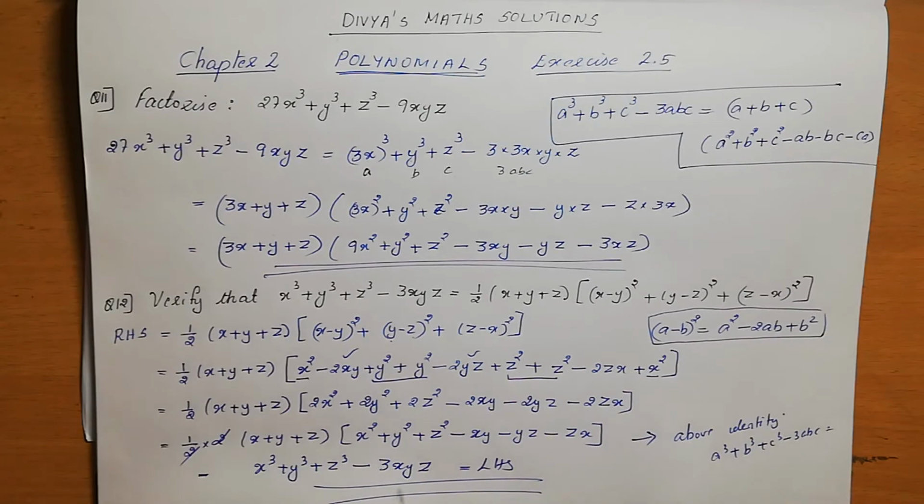Otherwise, if you are not remembering this identity, what we need to do? Just open this bracket, x into this term plus y into the whole term plus z into the whole term, and some terms will get cancelled and you will get the final answer this way.